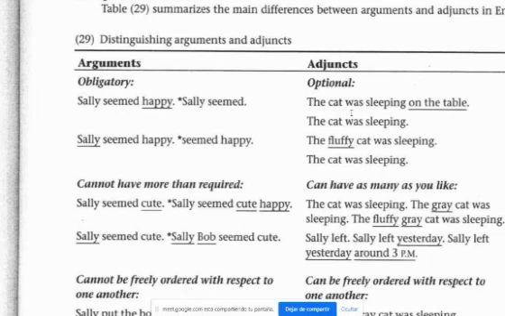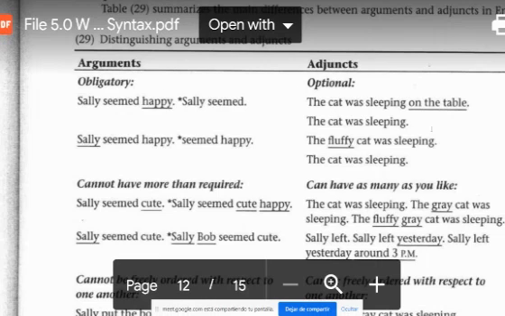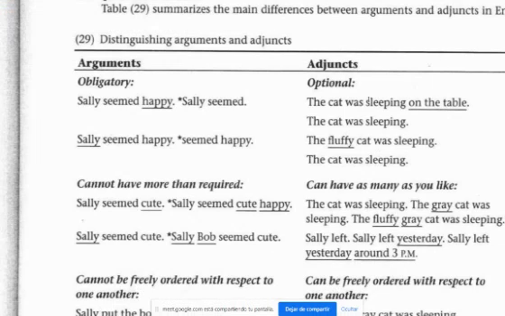But in "the cat was sleeping on the table," you can say "the cat was sleeping," because "on the table" is a prepositional phrase, an adjunct, a modifier. You can delete that and the sentence still makes sense. The fluffy cat was sleeping. You can say "the cat was sleeping" and then it's optional.